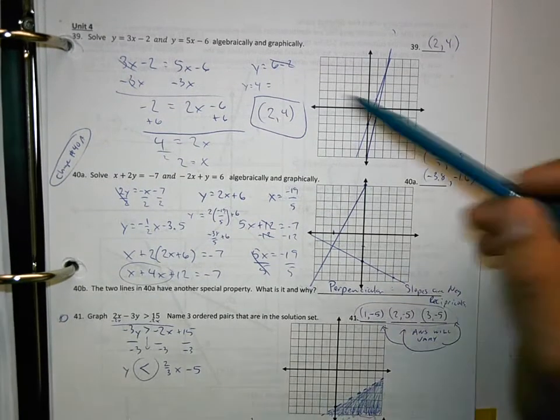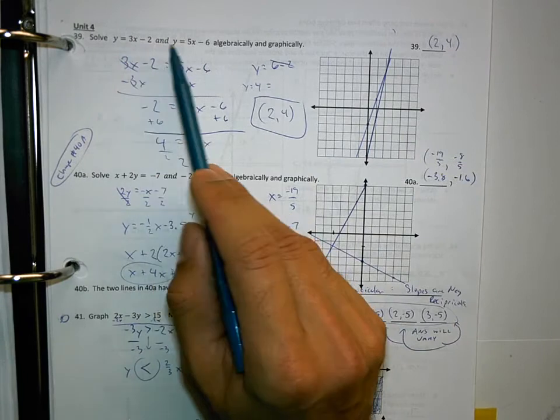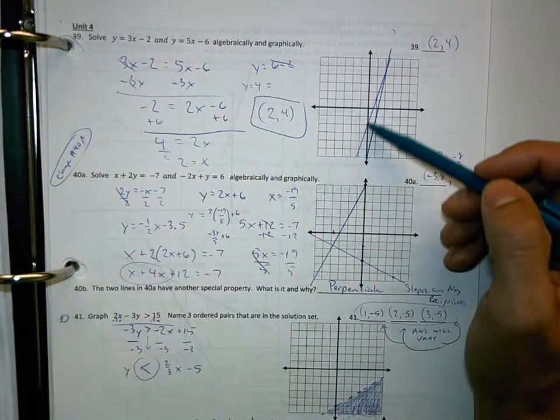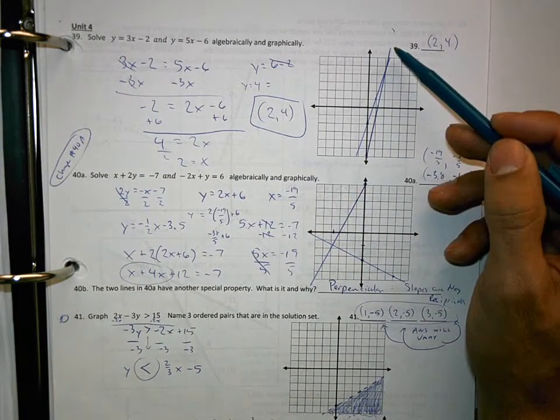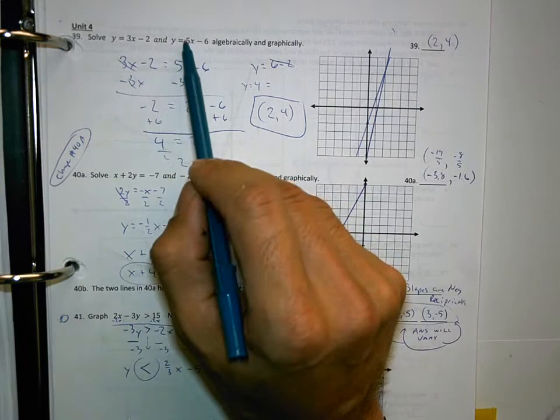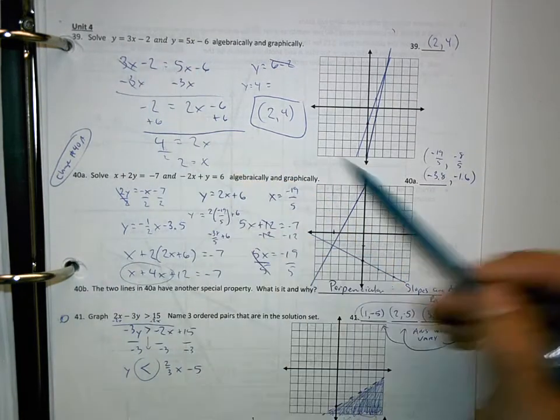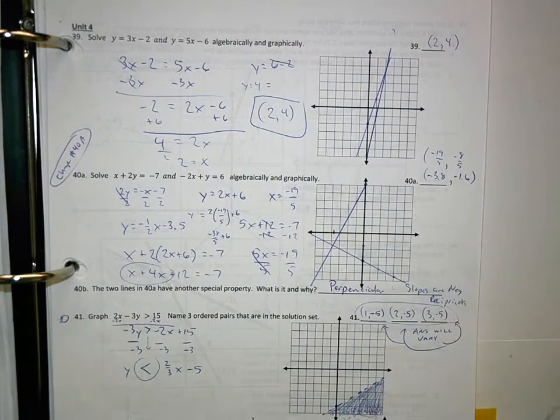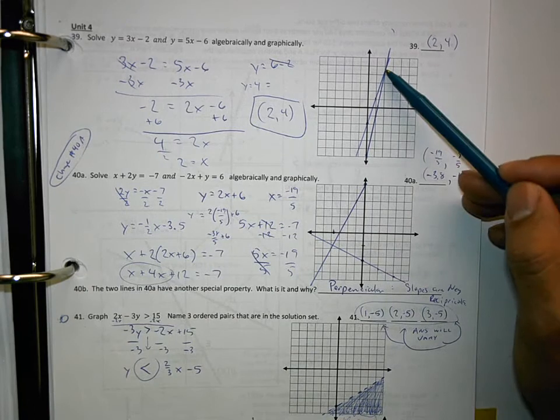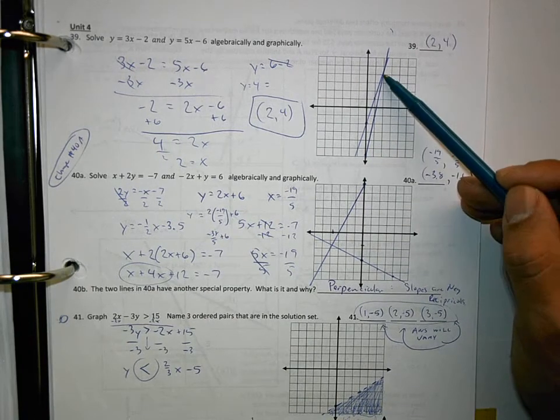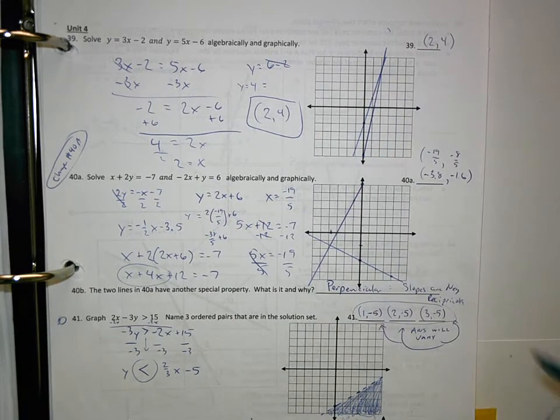In Unit 4, if you have equations, they make lines that cross each other as long as they have different slopes. They have different slopes, so I know they're going to intersect somewhere. I just don't know where, and it intersects at (2, 4), and I can plug them in and find out.